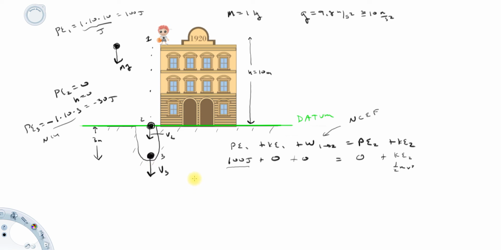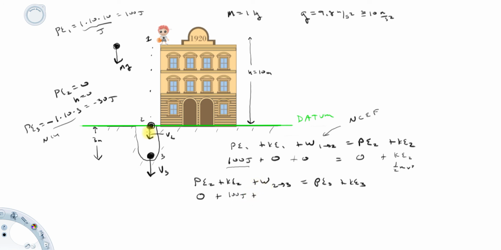And I could write out a work energy theorem if I wanted to for that. PE2 plus KE2 plus work from 2 to 3 is equal to PE3 plus KE3. And the PE2 term is 0 because we're at our datum. The KE2 term, now we could write 1/2 mv squared for that, but I'm not going to. The KE2 numerically, we already discussed, is the 100 joules. I'm just going to leave that there.